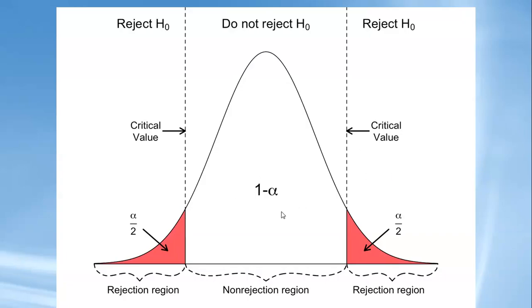So 1 minus alpha is actually denoted as beta. Beta is nothing but where your type 2 error occurs.